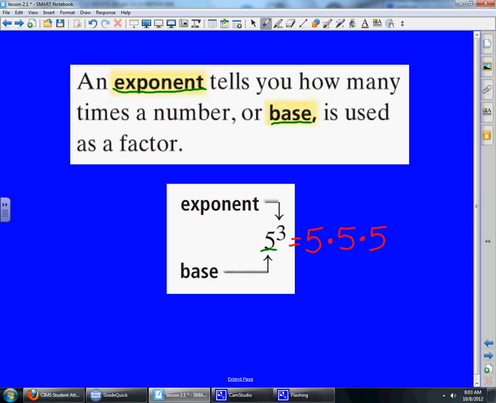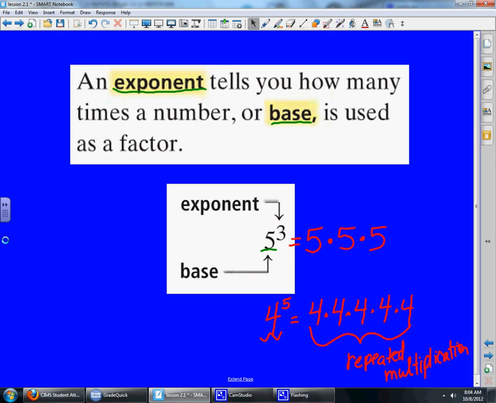So another example, the base would be 4, and the exponent would be 5, and this 5 tells you how many times you're going to multiply the 4. 4 times 4 times 4 times 4 times 4. This here is called repeated multiplication. And this is written in exponential form.